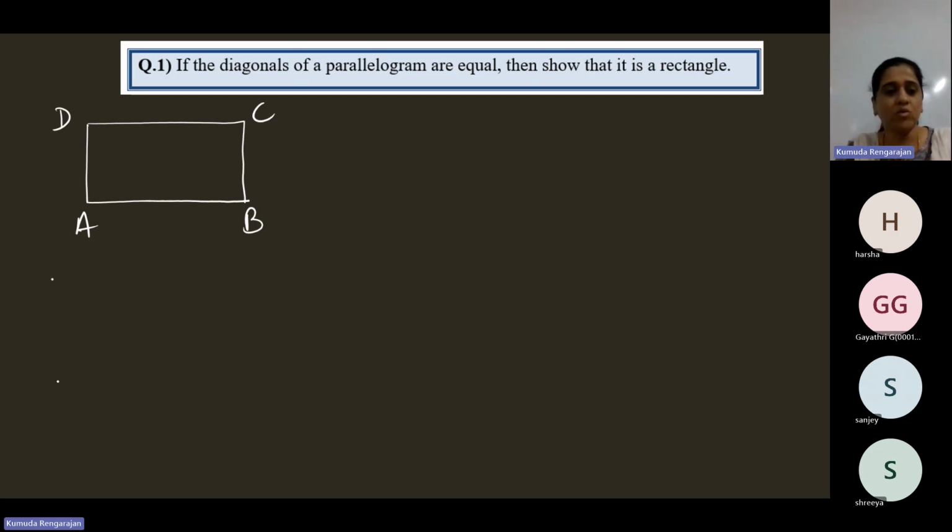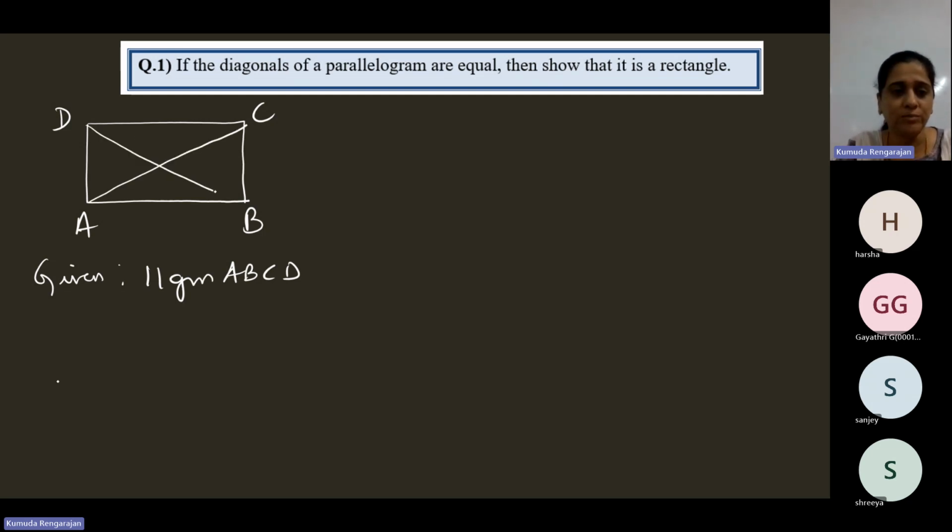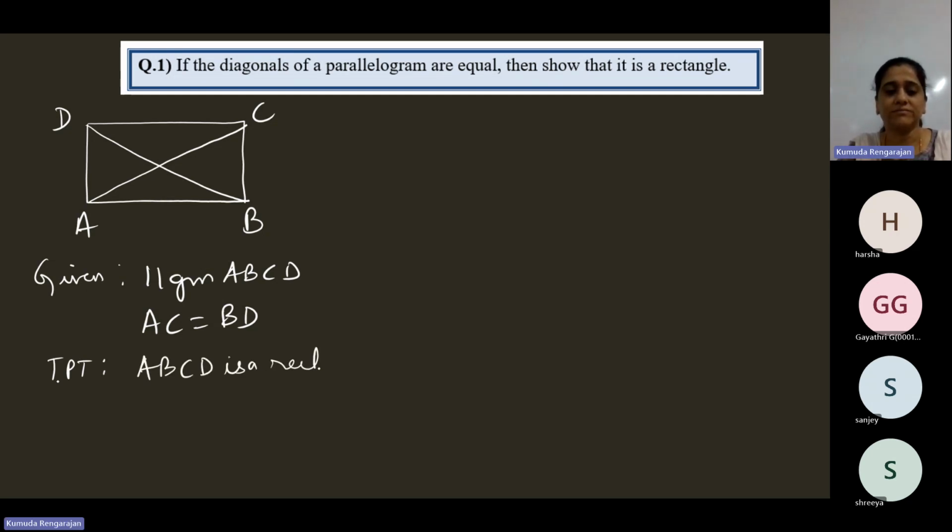ABCD is a parallelogram. So what are you given? Given: parallelogram ABCD, and the diagonals are equal. That means AC is equal to BD is given. If the diagonals of a parallelogram are equal, so ABCD is the parallelogram, diagonal AC is equal to diagonal BD, then show that it's a rectangle. To prove that ABCD is a rectangle. All right, now proof.